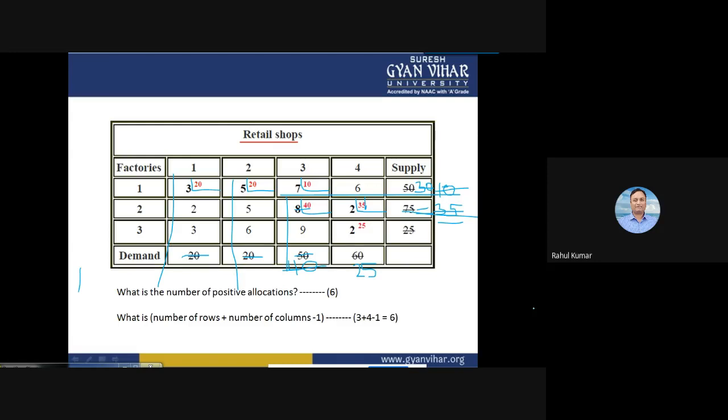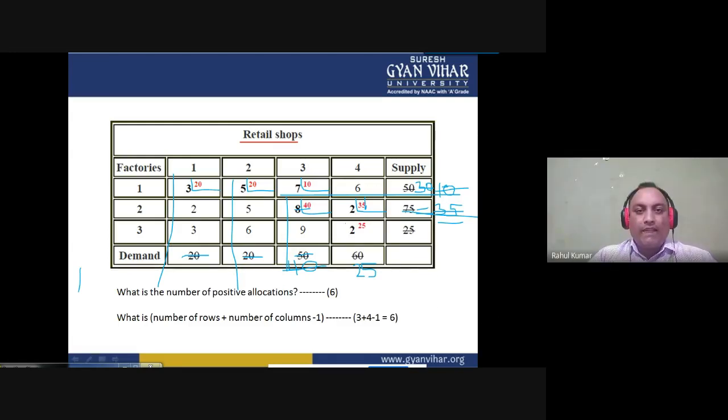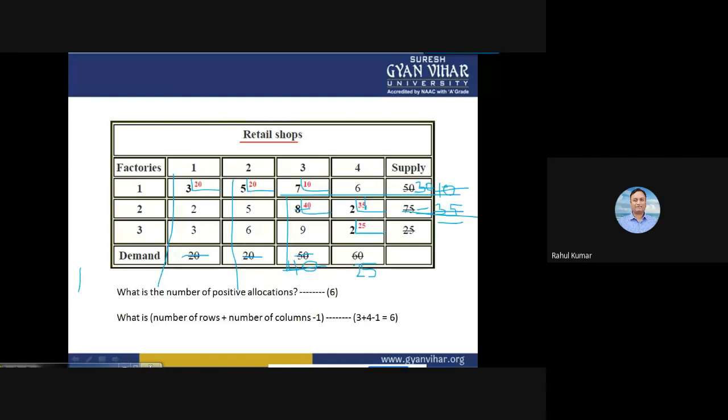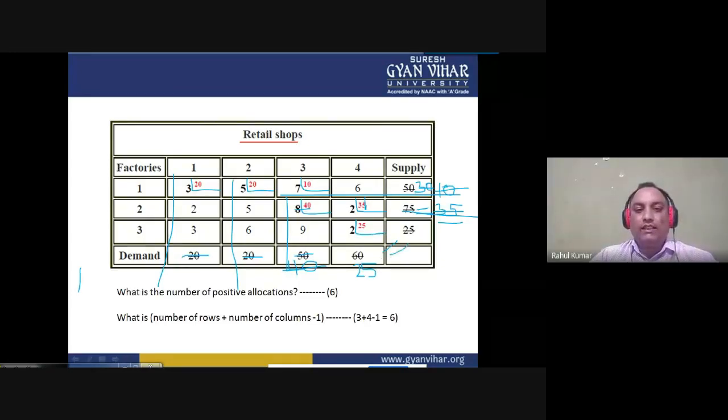Total demand and supply both are equal. For this case, only one element remains, this 20, this element by 25, right? Here supply is equal to demand. So this is the balanced transportation problem solved by the northwest corner rule method, right? Northwest corner rule method.